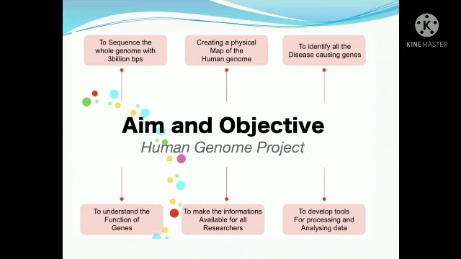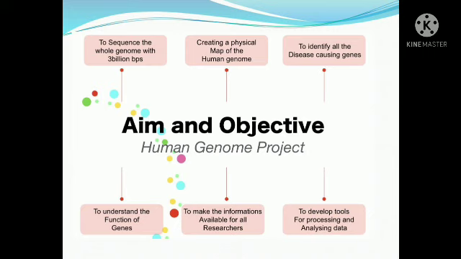The aim is to sequence the whole genome with 3 billion base pairs, identify the whole genome. Next is creating a physical map of the human genome. Then identify all the disease-causing genes. Among that, which is the disease-causing gene has to be identified.